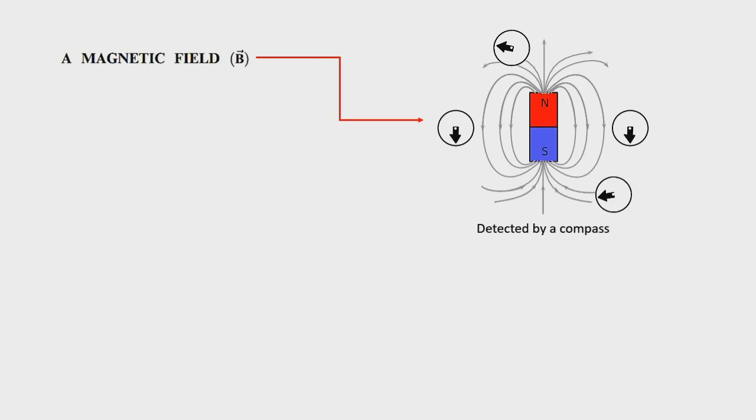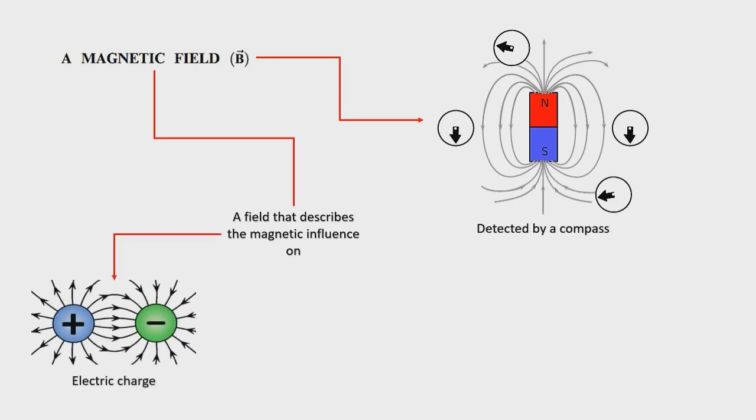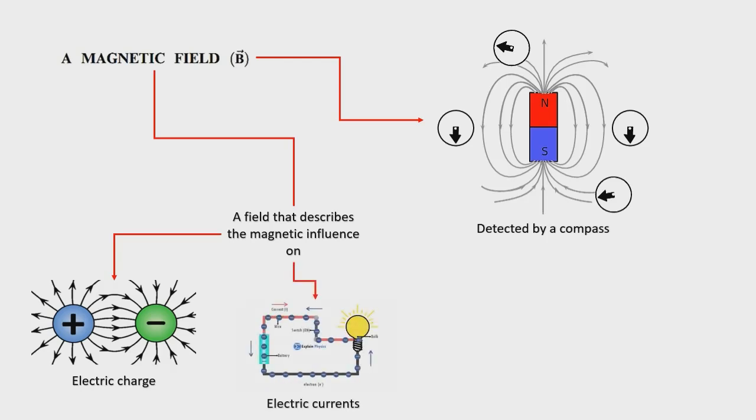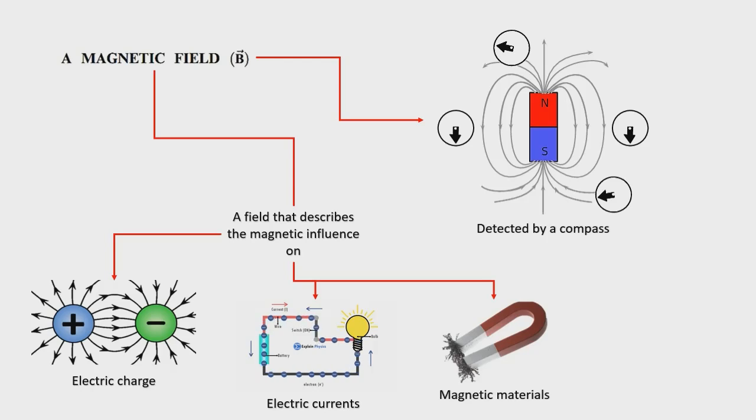When a compass is brought near to a bar magnet, the pointer of the compass will change its direction. As the compass is moved around a permanent bar magnet, the pointer somehow follows a certain line, and this line is called a magnetic field line. A magnetic field describes the magnetic influence on an electric charge, an electric current, and magnetic materials.